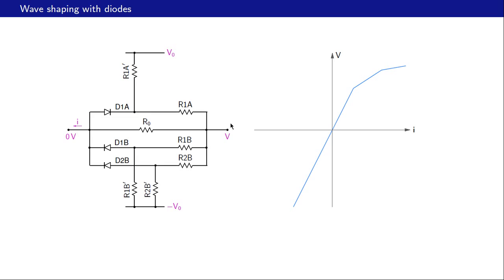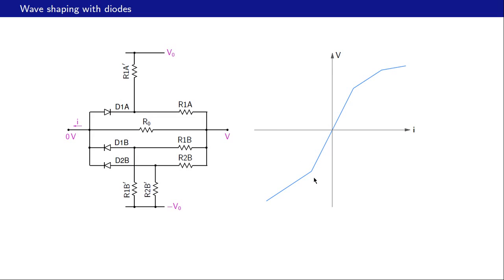We can now add a complementary branch like that. Note that the diode polarity is now different than this one. Also, this voltage here is positive, not negative. And with this branch, we can add a breakpoint in this part now of the V versus I relationship. And that is what it looks like.